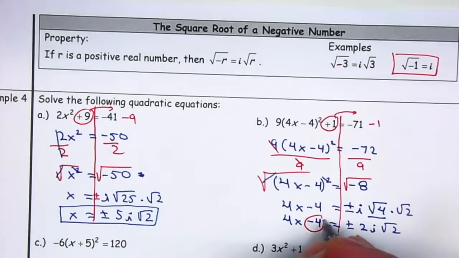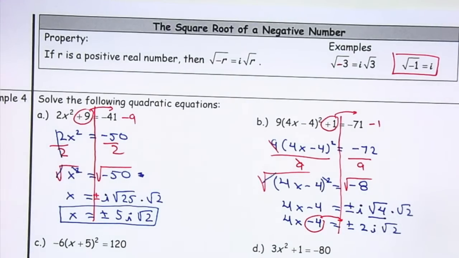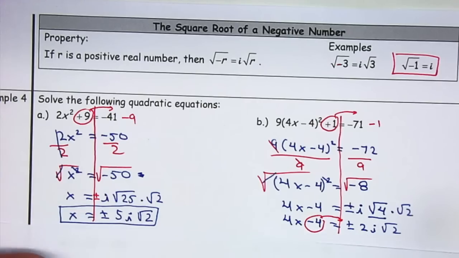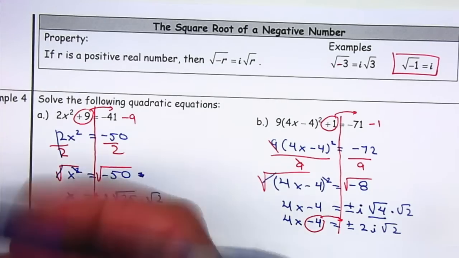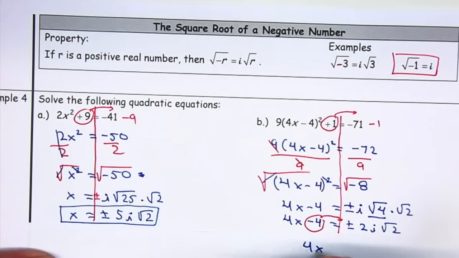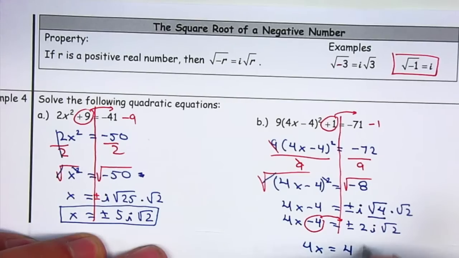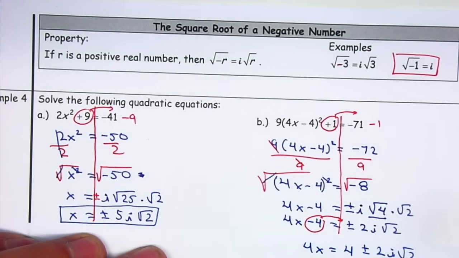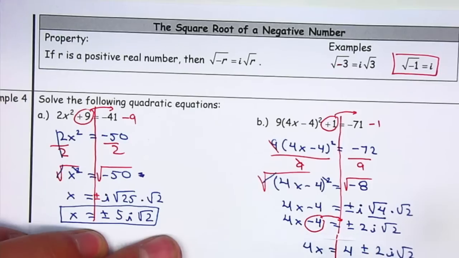Now I'm going to move the 4 to the right, becomes a positive, and I'm going to cheat, I need some more space. So that's going to become a positive, so that will give me 4x is equal to 4 plus or minus 2i square root of 2. Now I'm going to divide by 4. Now when I divide by 4, I'm going to divide each of them by 4, just like we've done before.